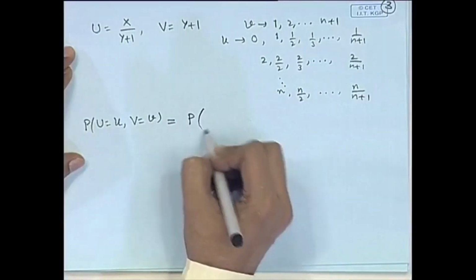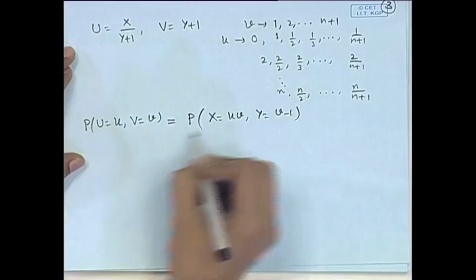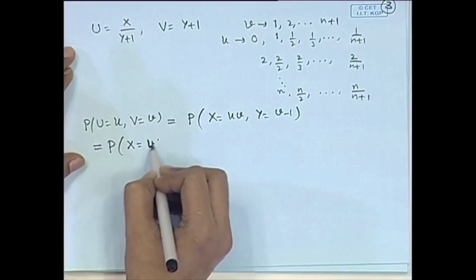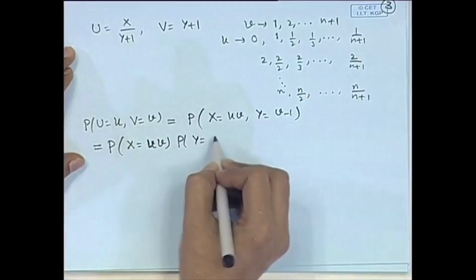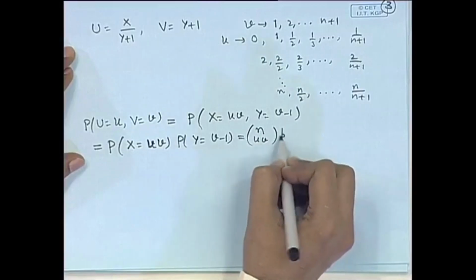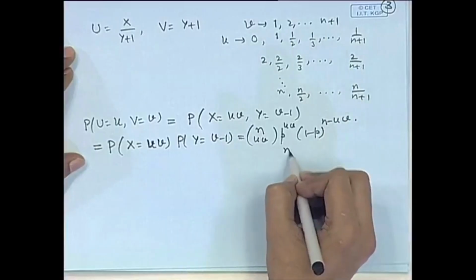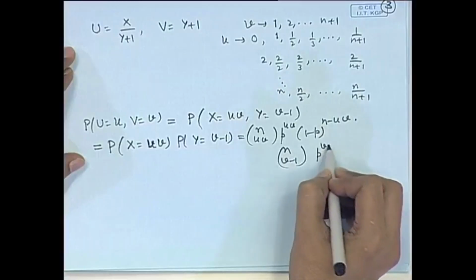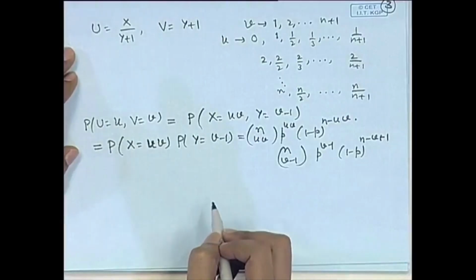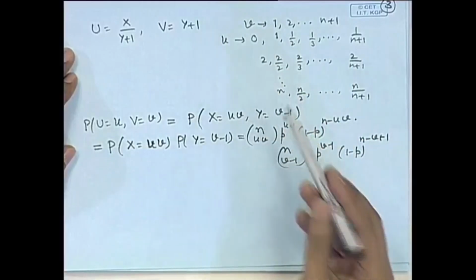Then this can be expressed as probability x is equal to u v and y is equal to v minus 1. So, x and y are independently distributed. So, this becomes product of, that is equal to n c u v p to the power u v, 1 minus p to the power n minus u v, then n c v minus 1 p to the power v minus 1, 1 minus p to the power n minus v plus 1. So, this is the joint distribution of u and v, where u and v take these values.